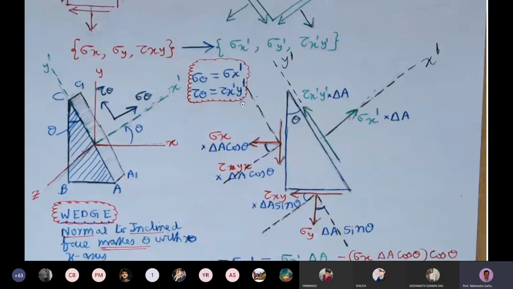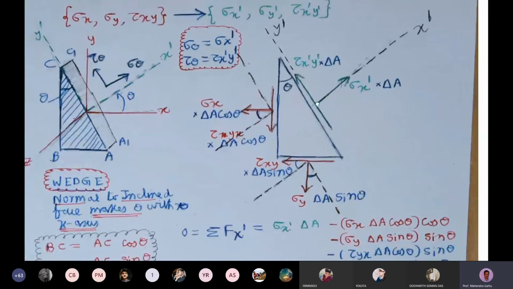So what we will do, we will show the forces for the inclined surface. The area of cross section of the inclined surface is delta A. The force in the normal direction is sigma x prime delta A, and the shear component, the tangential force, will be tau x prime y prime delta A. And for the vertical face, we have stress sigma x.